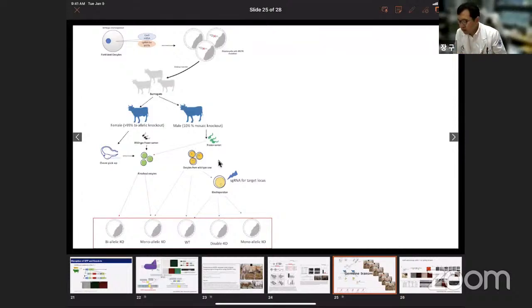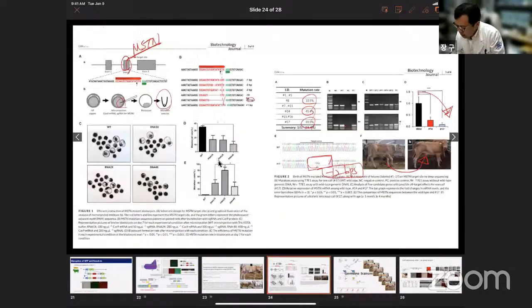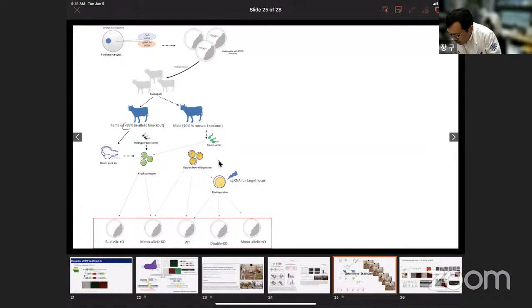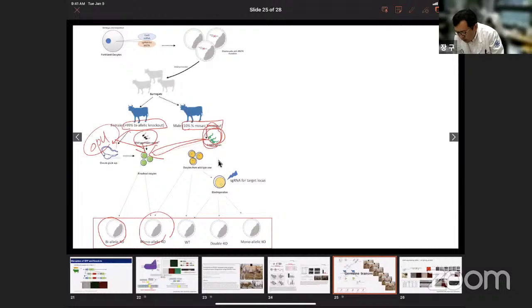Now we are studying one more step, to find germline transmission. In the previous study, we produced male and female animals. We produced more than 99% biallelic knockout and 10% mosaic knockout. We collected ovum pickup oocytes with wild-type sperm and mutant sperm. So we can see biallelic embryos and monoallelic embryos. Then the sperm fertilize wild-type oocytes, and we can see monoallelic and wild-type embryos.